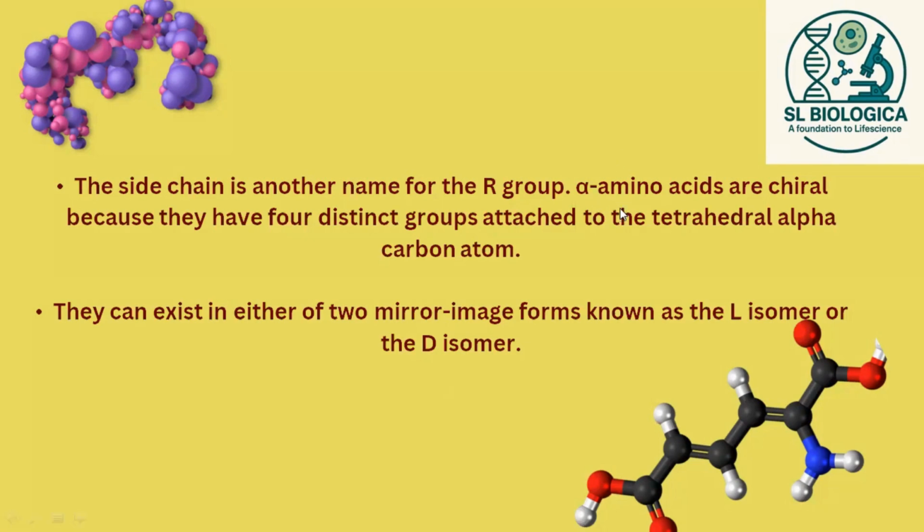These are applicable except in glycine because glycine is the simplest form of amino acid. It consists of hydrogen in its R group. Okay, they can exist in either of two mirror image forms known as L isomer or D isomer. So basically, L isomer is the most common form in proteins. Levorotatory isomers and dextrorotatory isomers.